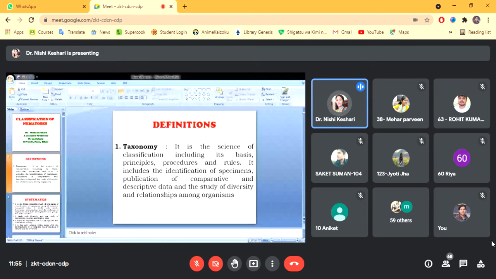So it includes the identification of specimens, publication of comparative and descriptive data, and the study of diversity and relationships among organisms. Publication of comparative and descriptive data means there are already identified nematodes that are classified under different groups. Suppose you have identified some nematodes, then you have to compare them with the other nematodes which are more or less the same or similar to that organism you have identified. Then you have to publish that data in a descriptive way. If there is some difference you can identify, then you have to report them and publish them. Then again, it will be included in that organism, in that taxa.